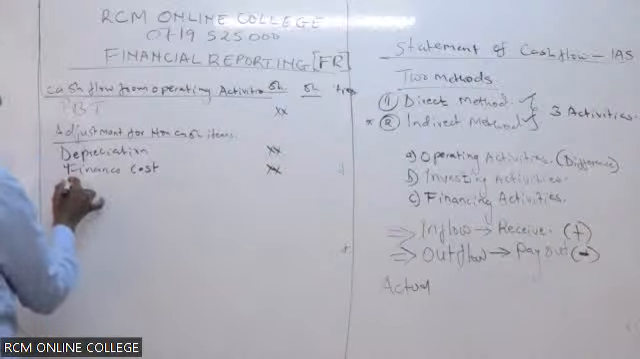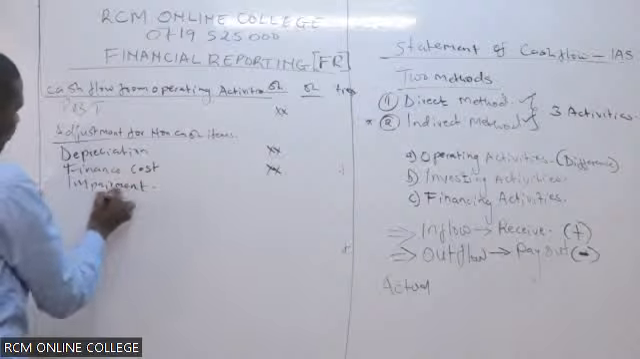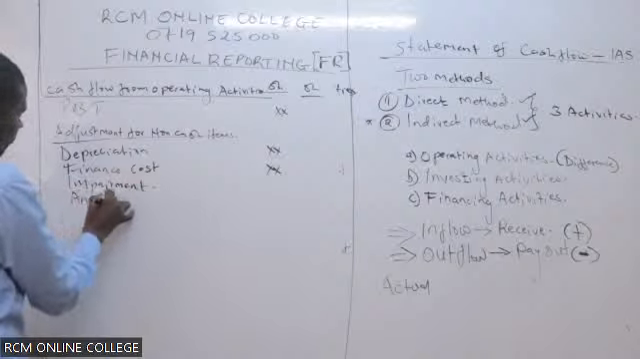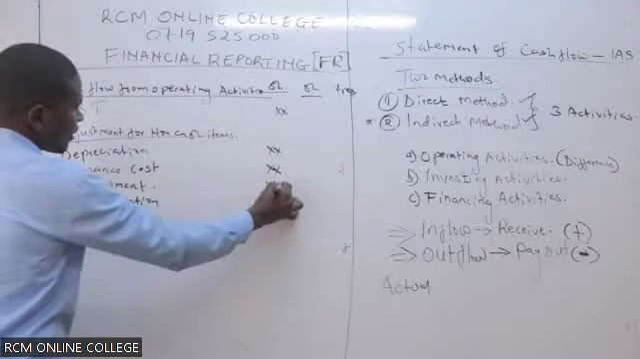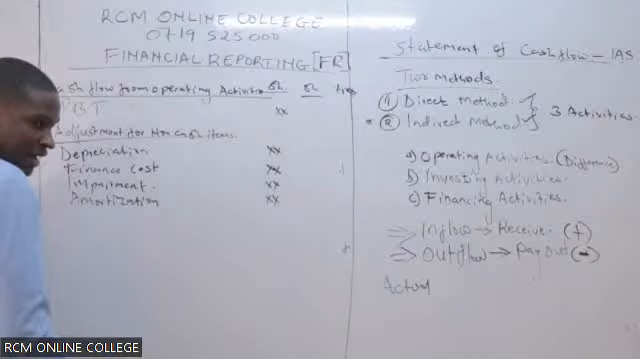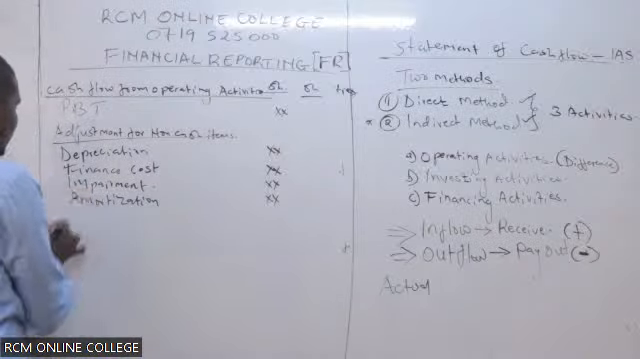Then we have something to do with the impairment. You can have impairment, amortization. Remember, all these are reductions of value. You add them back since they are subtracted in the original income statement.